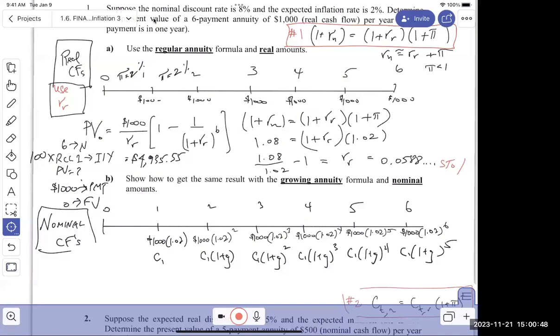So use this with the nominal rate. You need to use the rate given here. The nominal rate; the inflation rate is 2%, or G, and this is your first cash flow. So you should put it into the growing annuity formula. Try that. You guys work on that.